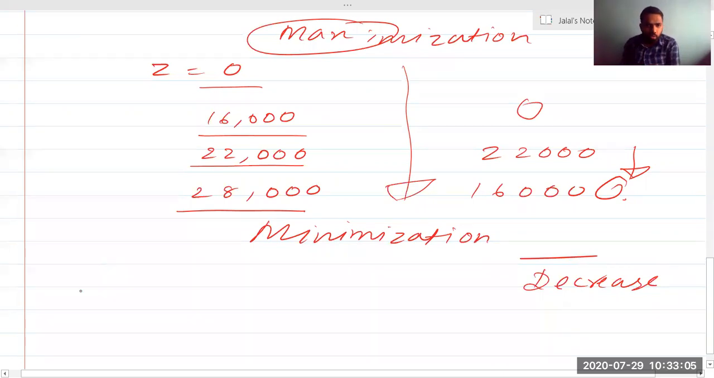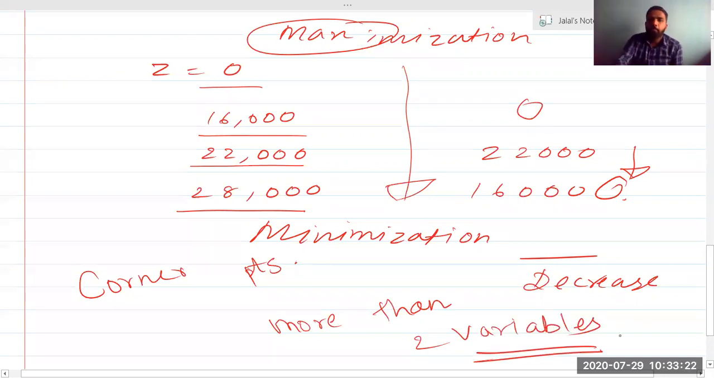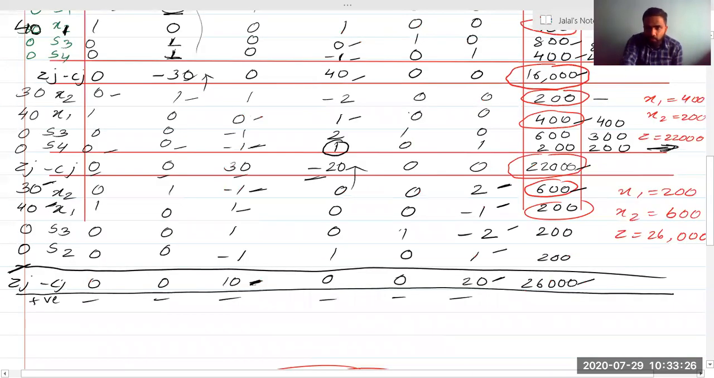One more thing, it does not evaluate all the corner points. One more advantage is it can be used for more than 2 variables, and graphical can only be used for 2 variables. So it can be used to solve real life problems where there are more than 2 variables. So we have completed this solution. Now we will go to the next solution.